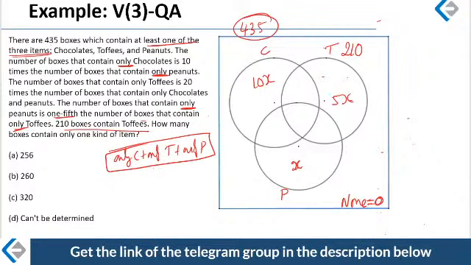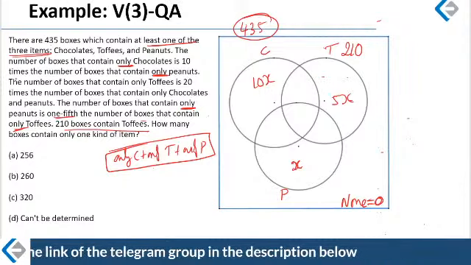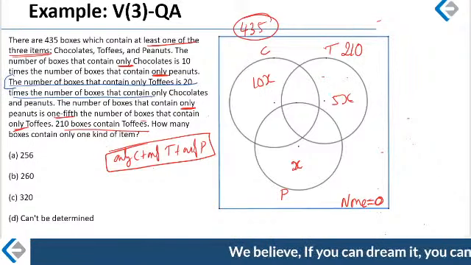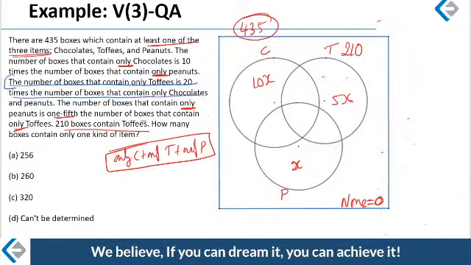There is one piece of information that we left in between. Let's go there and plug it in. The number of boxes that contain only toffees is 20 times the number of boxes that contain only chocolates and peanuts. So if you write y here, you are supposed to write it as 20y, 20 times of this.